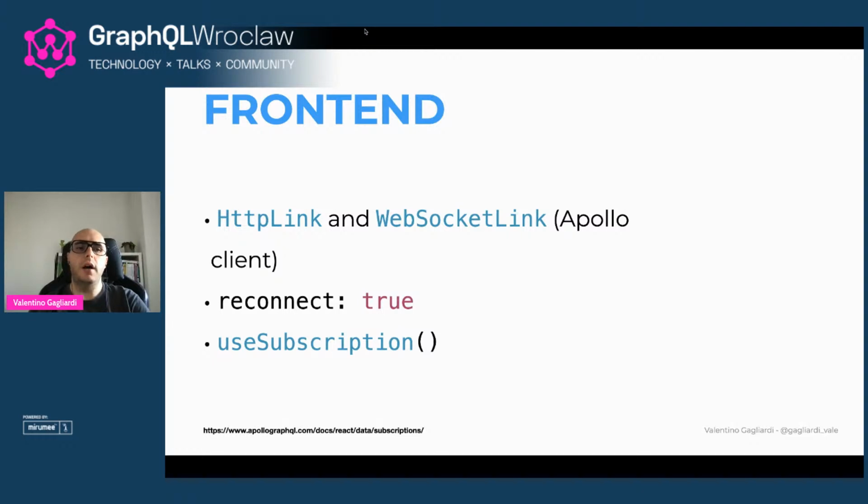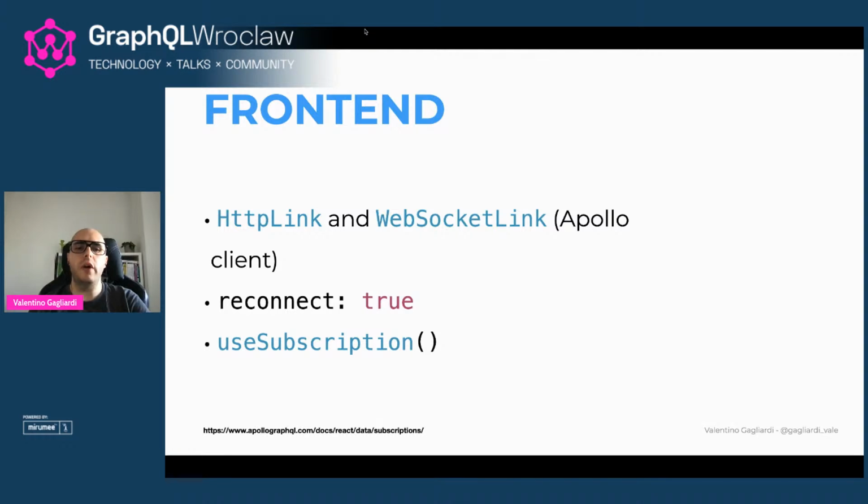You need to instantiate both the HTTP link and the WebSocket link, and configure the client to use a split link function, which forwards the right link depending on the protocol of the request. And that way you will use GraphQL queries over HTTP. And as soon as the subscription gets activated, you will use the WebSocket link.